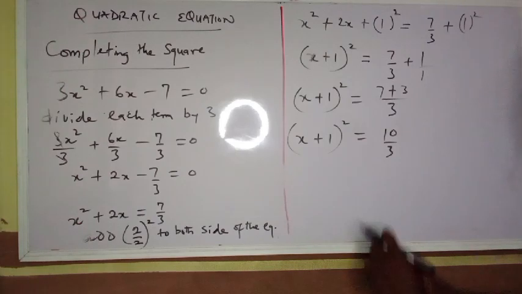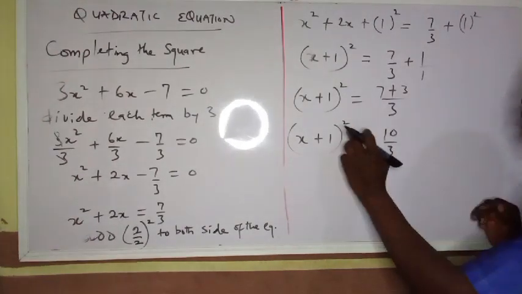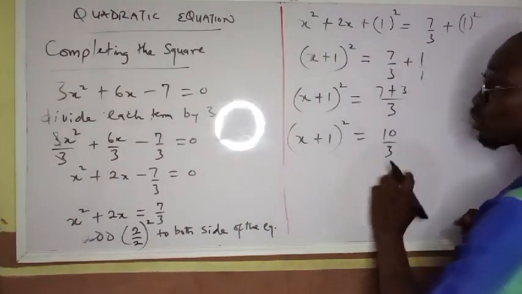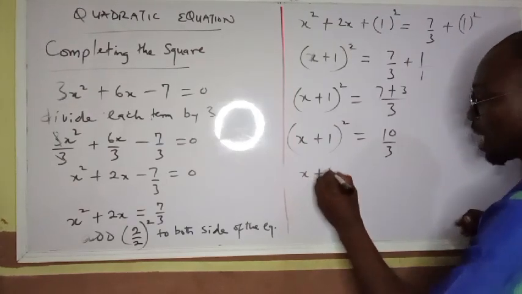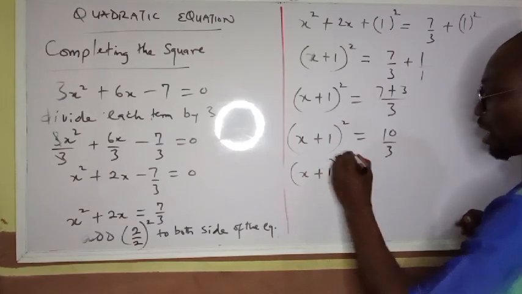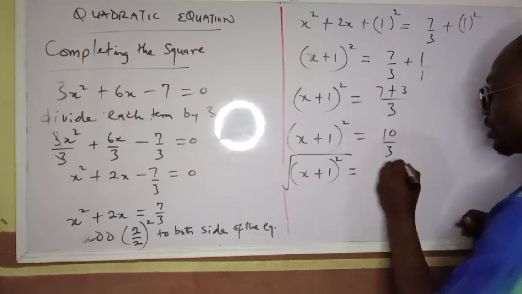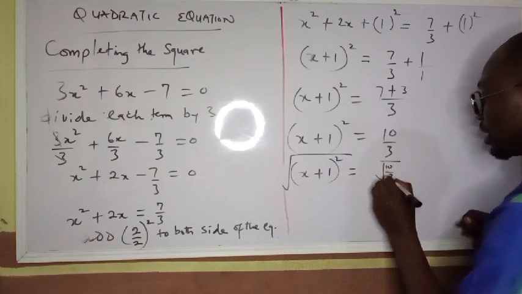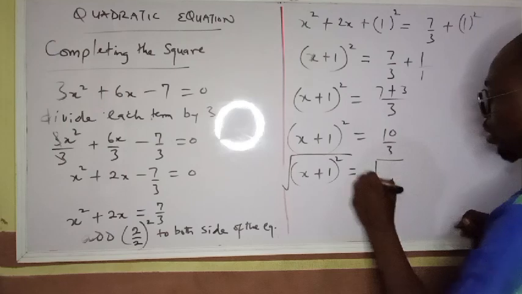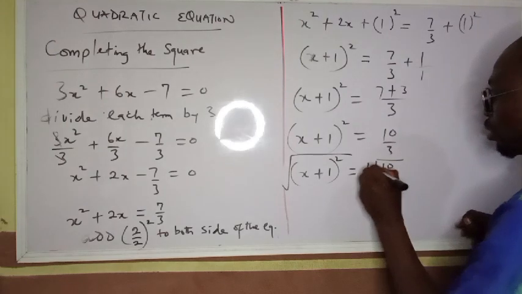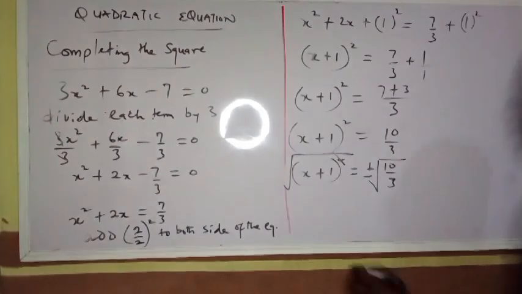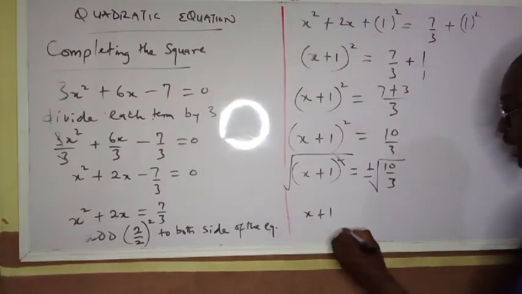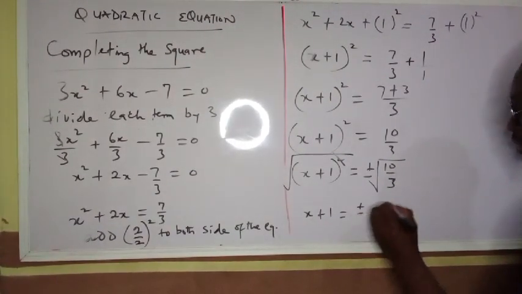The next thing is we want to remove this square. We do that by taking the square root of both sides of the expression. So we have x plus 1. If we take the square root, we have the square root of 10 over 3, plus or minus. So the square root here cancels out. We have x plus 1 is equal to plus or minus the square root of 10 over 3.